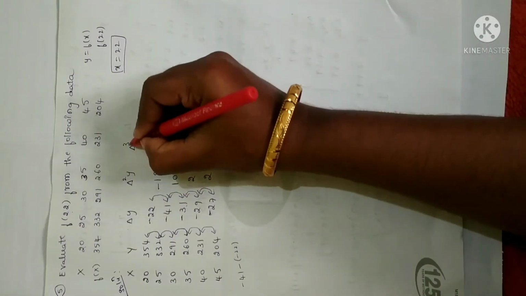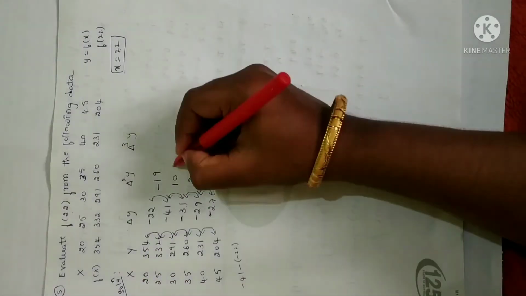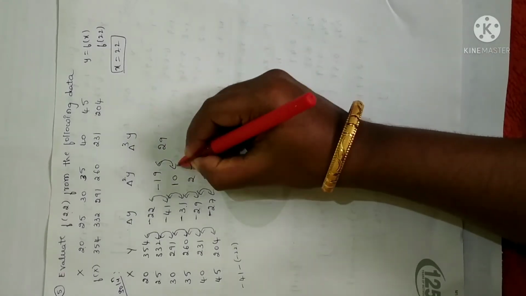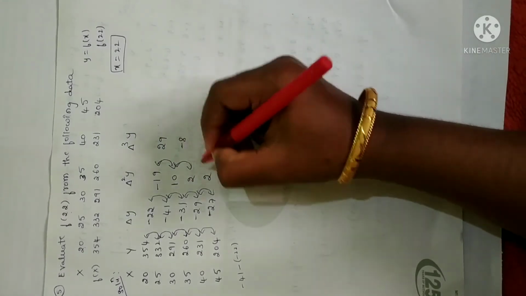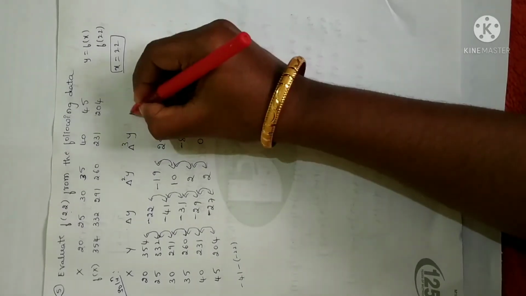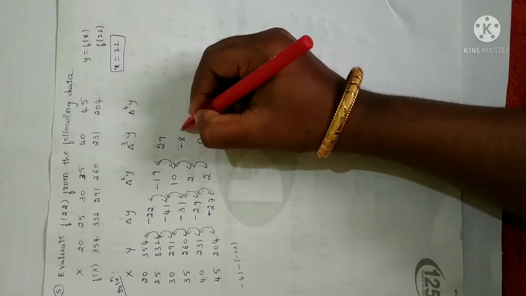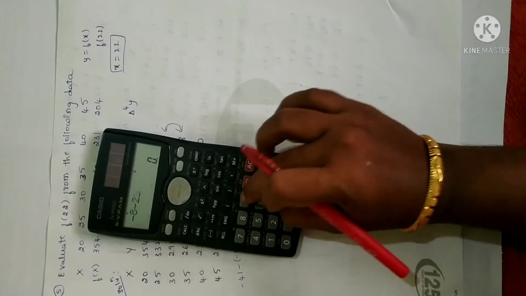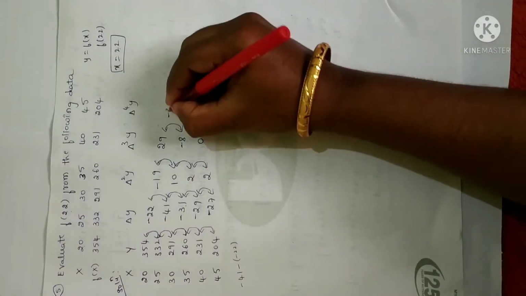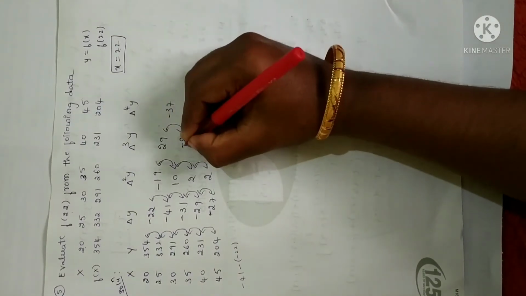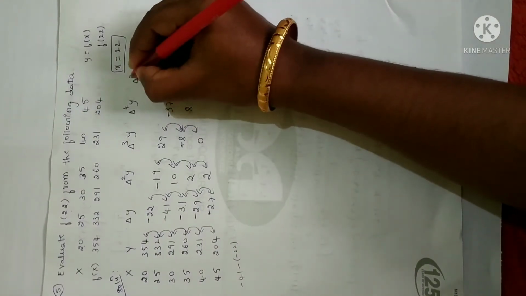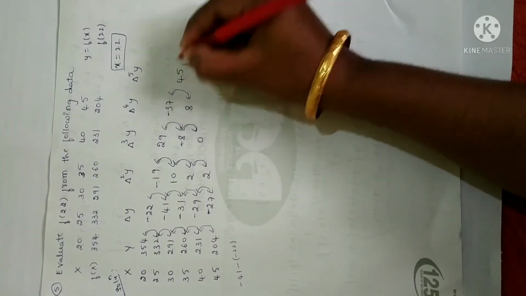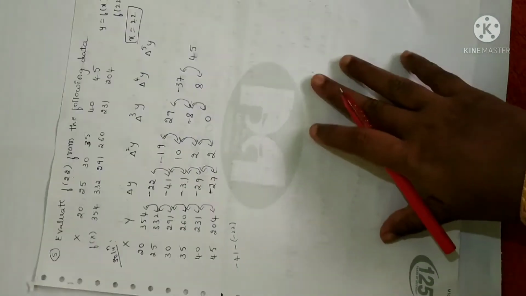Next third difference del cube y. Third difference 10 minus of minus 19 is plus 19. So that will give you 29. 2 minus 10, that is minus 8. 2 minus 2 is 0. Next fourth difference, that is del power 4 y. Minus 8 minus 29, that will give you minus 37. Next 0 minus of minus will become plus 8. So it is 8 only. Next fifth difference. 8 minus of minus 37 is plus 37. You will get 45.